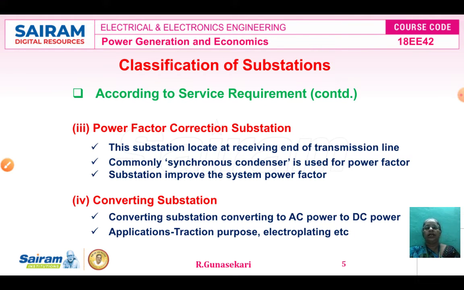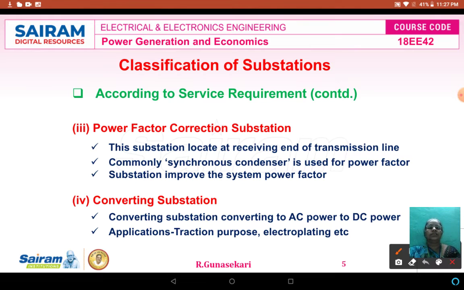Then the continuation of service requirement. According to the service requirement, the substation is classified as power factor correction substation. As the name itself says, this substation is located at the receiving end of the transmission line only. Normally the synchronous condenser is used for the power factor improvement. This type of substation improves the system power factor, so that the system consumes less reactive power.